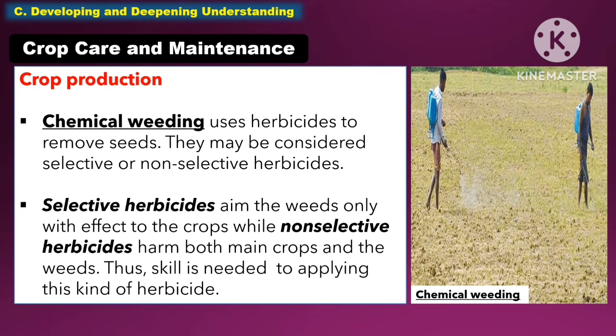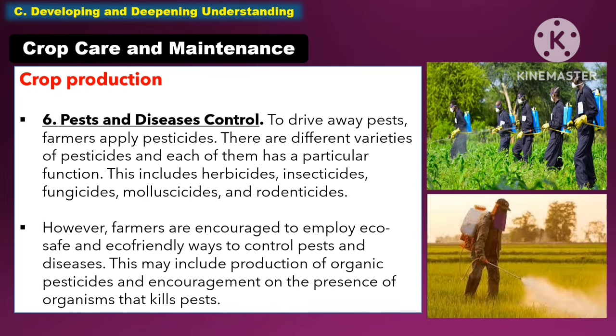Chemical weeding uses herbicides to remove the weeds. They may be considered selective or non-selective herbicides. Selective herbicides target the weeds only without affecting the crops, while non-selective herbicides harm both the main crops and the weeds. Thus, skill is needed in applying this kind of herbicide. Another practice of crop care and maintenance is pest and disease control.